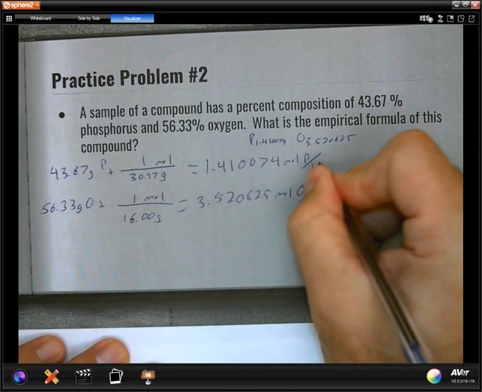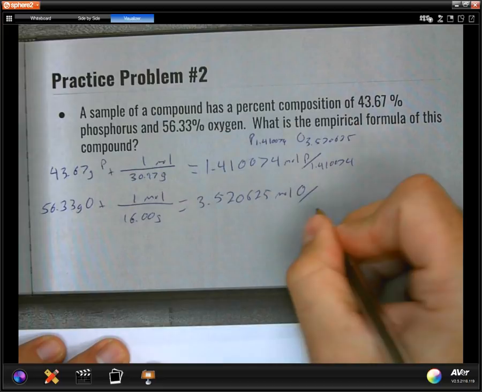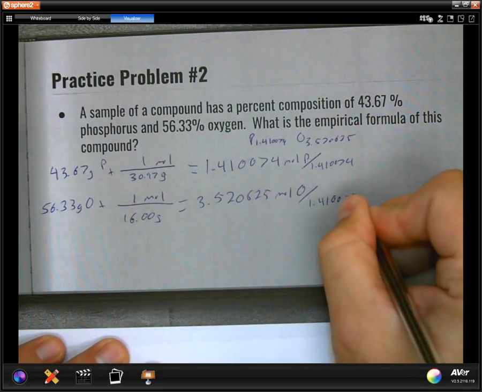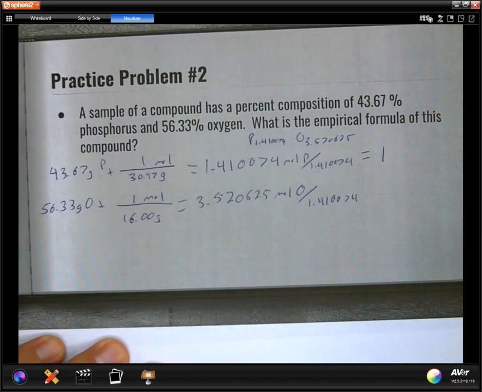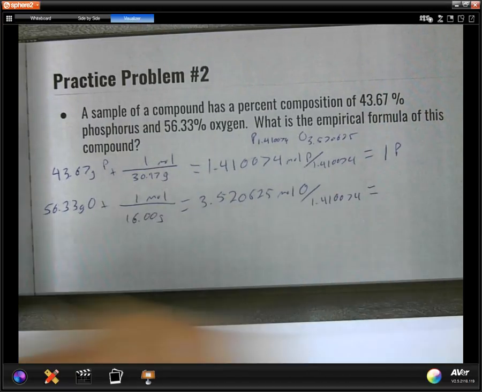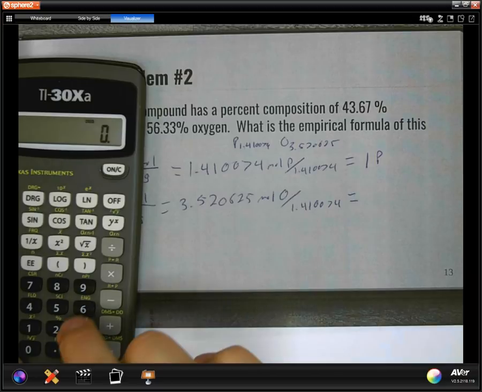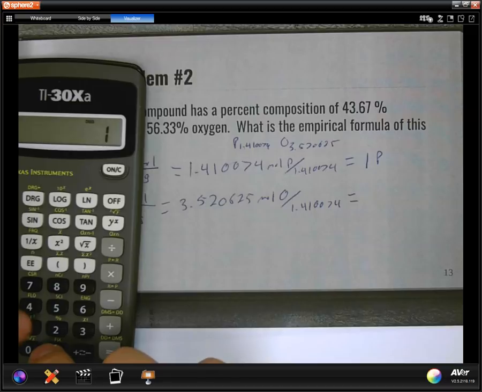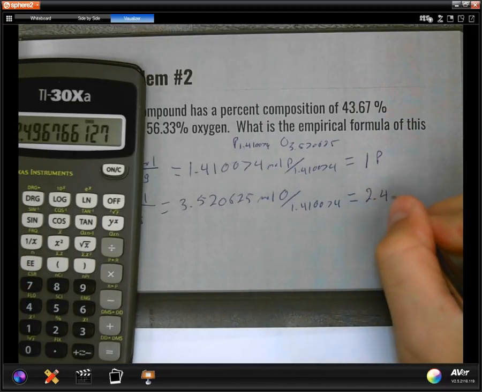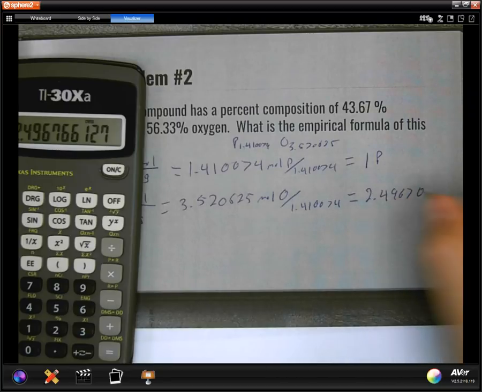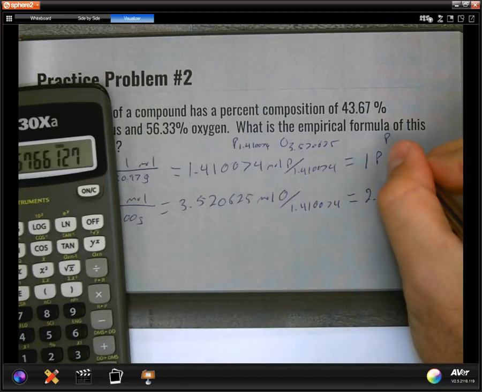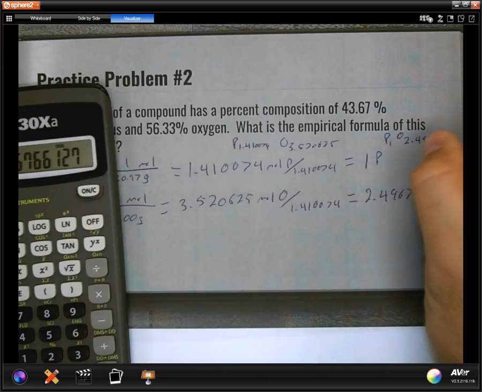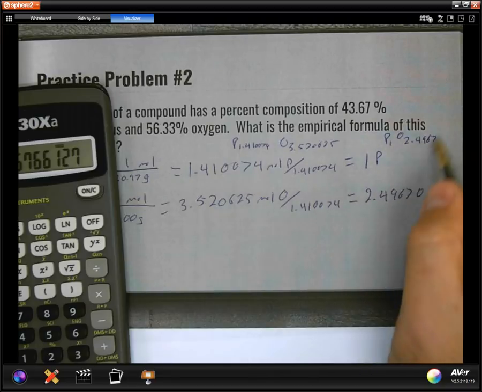Here, that number is 1.410074. Here, 1.410074. That's going to make this come out to 1. And that's going to make that number, if I do it on my calculator, 3.520625 divided by 1.410074 come out to 2.4967 oxygen. Again, this is the correct ratio. I do have 1 phosphorus for every 2.4967 oxygen. However, can I write this down?